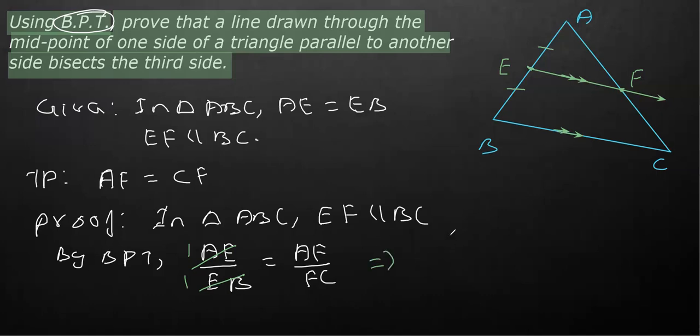What does it imply? That we can write AF upon FC as 1 over 1. We can write this is equal to 1 over 1. And by cross multiplication, what we can say is that AF is equal to FC. This is what we have to prove in this question.